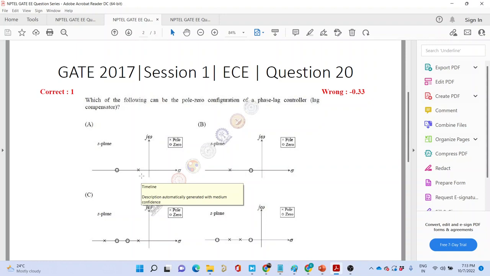Tell me mathematically. I'm saying that just now I told that when there is a pole closer to origin, it is more dominant than other poles which are far away from the j omega axis. A pole which is closer to the j omega axis is more dominant as compared to poles which are far away from the j omega axis. Now I'm asking, why am I saying this?